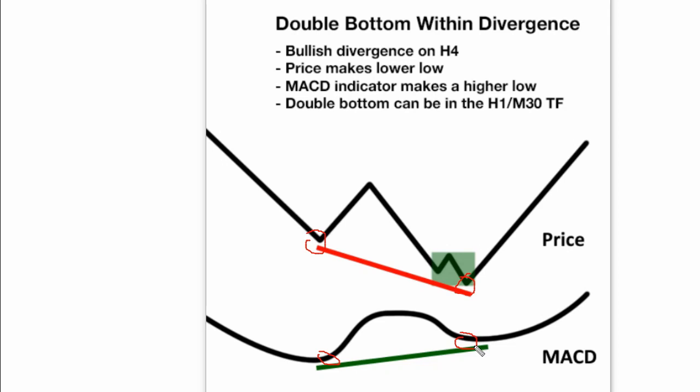If we consider the crossover of MACD, it is very lagging and it is very slow. But the concept of divergence is a leading indicator. It will show before the price happens. So as you can see, after the divergence, price moves up. That's the power of divergence.